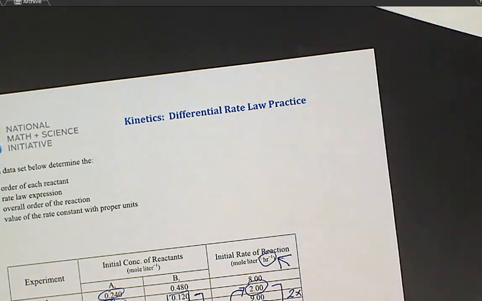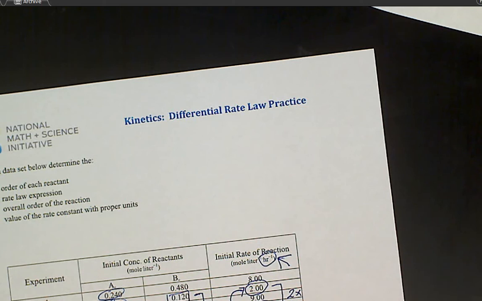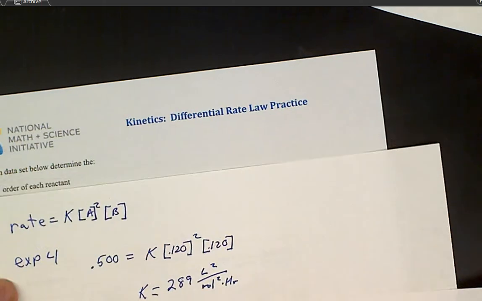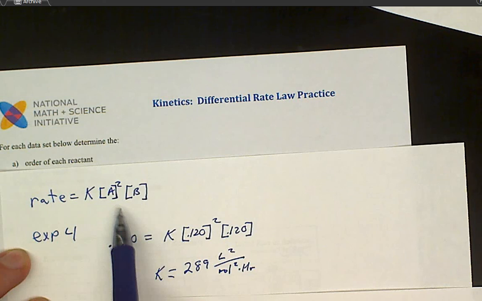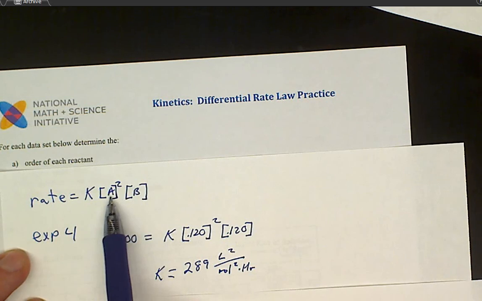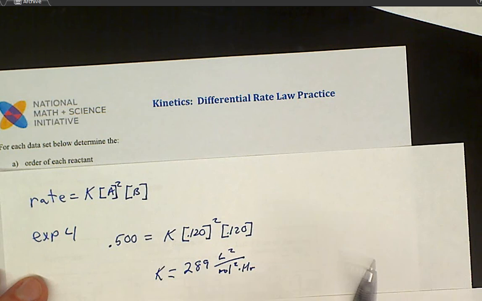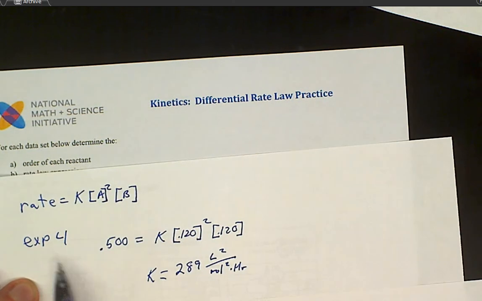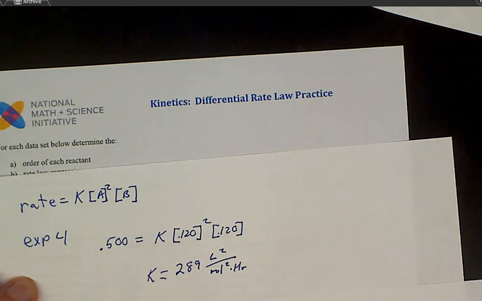The last thing we need to do is determine what our K value is. So here's our rate expression: rate equals K times A squared times B. You can pick any experiment. I picked the data from experiment 4. The rate was 0.500 and the concentration was 0.12 for A and also 0.120 for B. I chose that because it makes simpler math. And then our K equals 289. 3 sig figs here because it actually is 289.345 or something like that. And then our units are attached to it. Okay, so there is K.